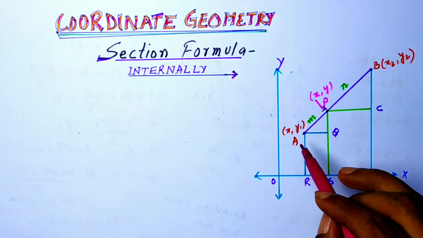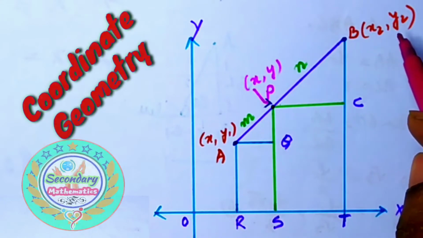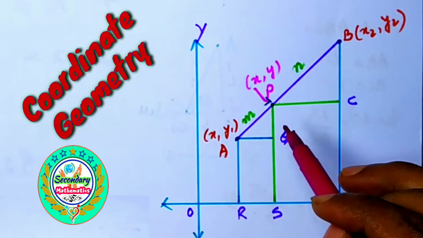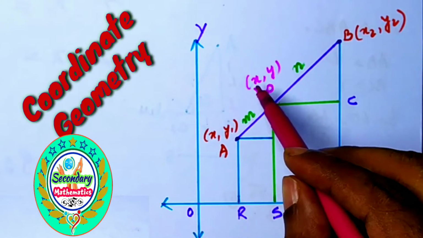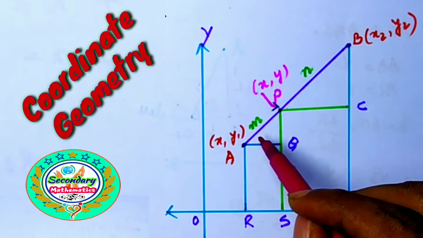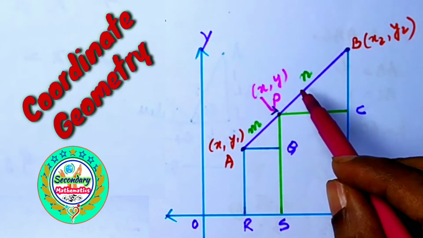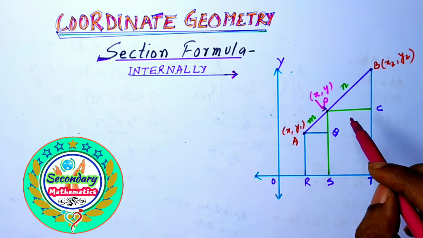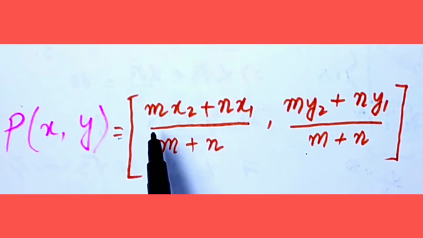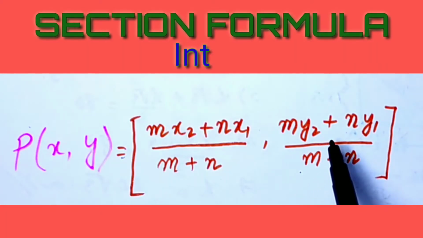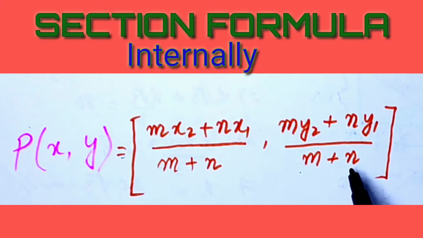Suppose points A(x1, y1) and B(x2, y2) are given, and we are asked to find a point in between A and B. So we take a point P(x, y) which divides the segment in the ratio m:n, that means PA is m and PB is n. Our formula P(x, y) equals (mx2 plus nx1) divided by (m plus n), (my2 plus ny1) divided by (m plus n), is known as the section formula.